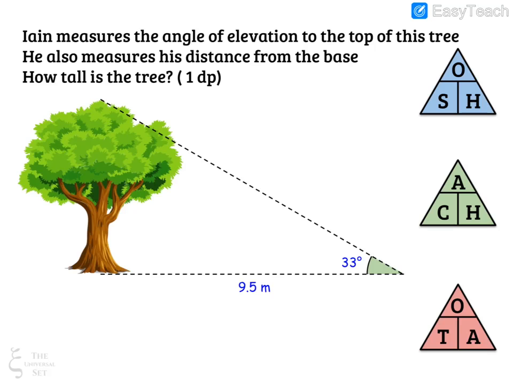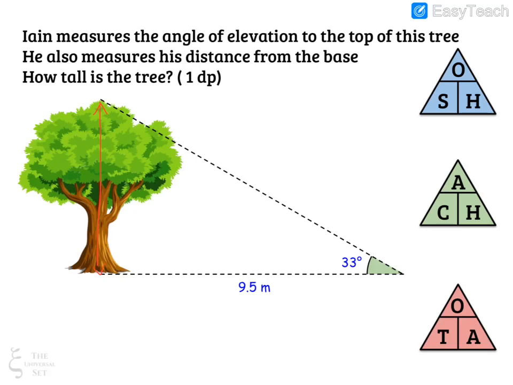Let's look at this first question. It says, Ian measures the angle of elevation to the top of this tree. Angle of elevation just means the angle from the ground looking up at the top of the tree. He measured it to be 33 degrees. He also measures his distance from the base of the tree: he was 9.5 meters away. From that information, we can work out how tall that tree is, because we've got a right-angled triangle, haven't we? There's the distance that we want, that's the height.